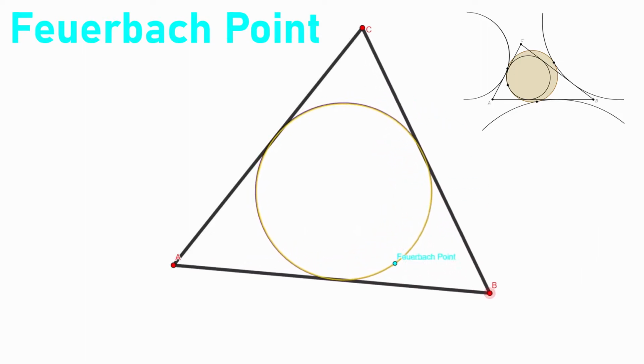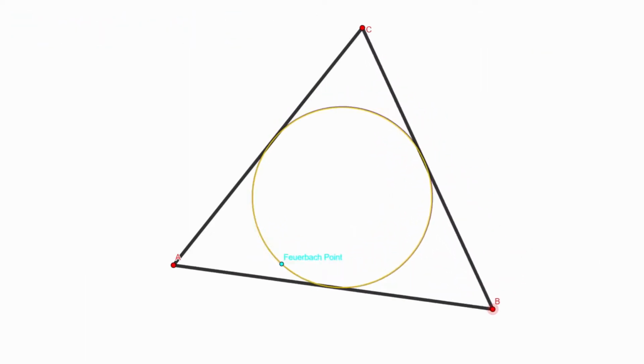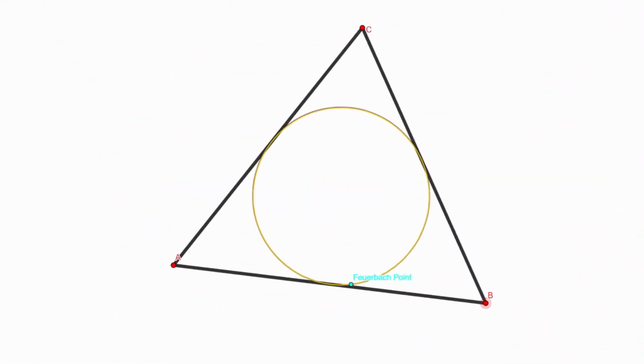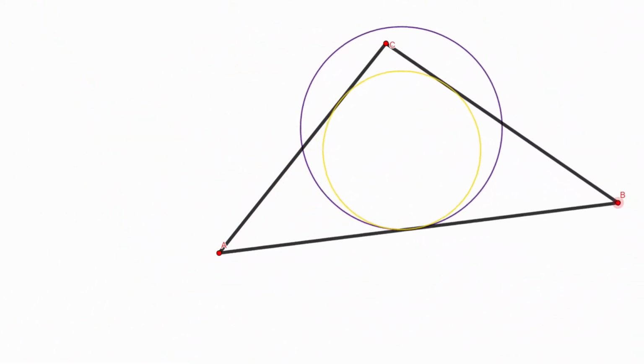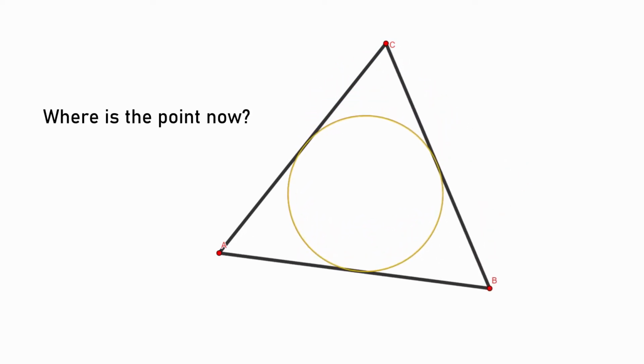But because this point is on the incircle, it is always somewhere on the side of the triangle. In fact, it just refuses to exist when the triangle is equilateral, obviously because the two circles meet. So this is a special one.